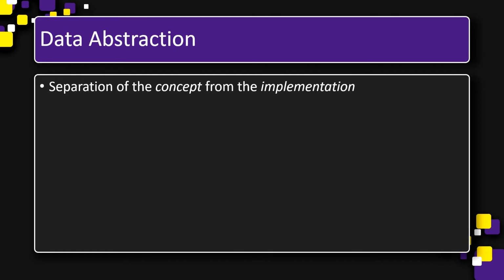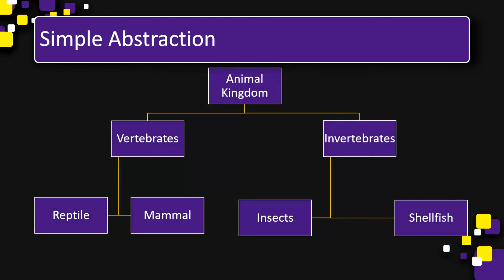Data abstraction is the separation of the concept from the implementation, and that's more of what we're going to be focusing on. So a simple data abstraction would be something like this. It should be very familiar to you. It's just a diagram of the animal kingdom, basically. We have the animal kingdom at the top. It's a nice parent in this case. We have two children, vertebrates and invertebrates. And then we have reptiles and mammals under vertebrates and insects and shellfish under invertebrates. All right, so this is just a simple little example of abstraction.